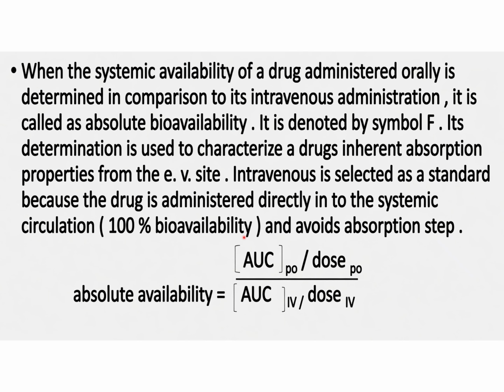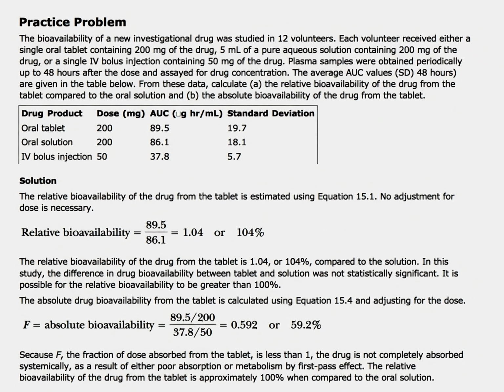So whenever we are comparing any dosage form with its IV dosage form, then it is called absolute bioavailability. When the systemic availability of a drug administered orally is determined in comparison to its intravenous administration, then it is called absolute bioavailability. It is denoted by F. Its determination is used to characterize the drug's inherent absorption properties from the site. IV is selected as standard because the drug is administered directly into the systemic circulation and avoids the absorption step.